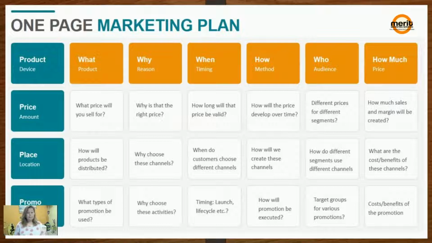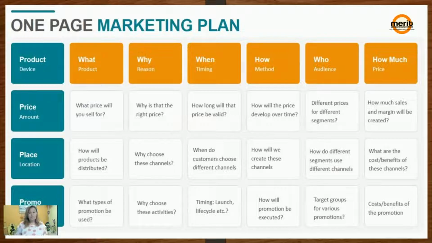What types of promotions will be used when we launch our new product? Why did we choose those activities? And let's discuss the launch and the life cycle. Is it important that there be a new coffee launched every month? And do we know that our life cycle is only going to be a month long and we need to do another one next month? How will that promotion be executed?